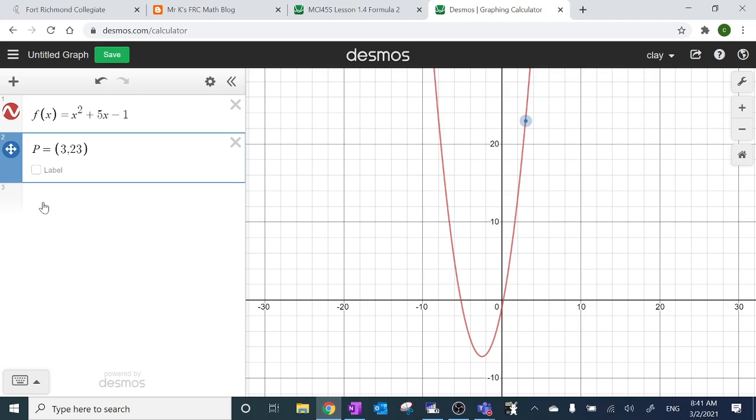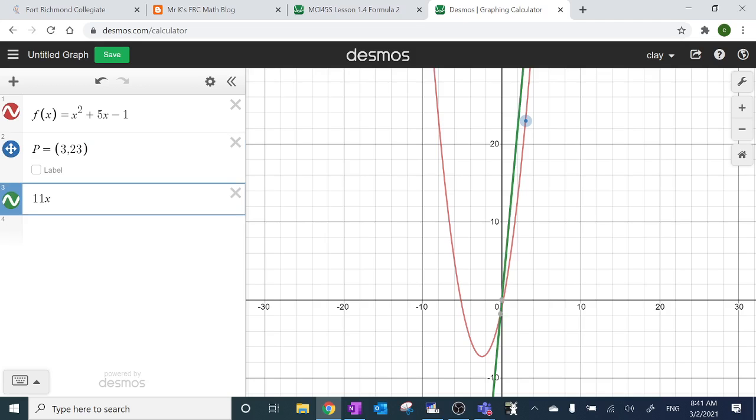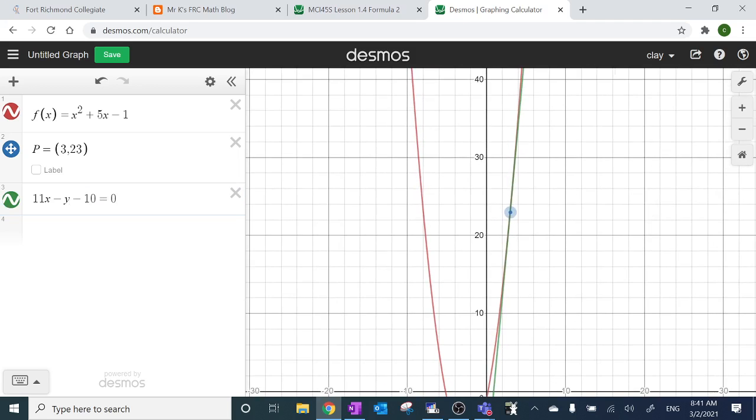So the equation I got was 11x minus y minus 10 equals 0. And that looks pretty good. Definitely looks like it is a tangent at this point.